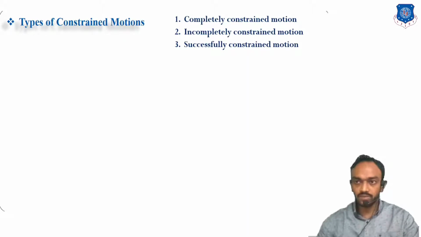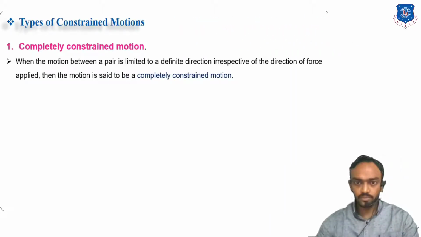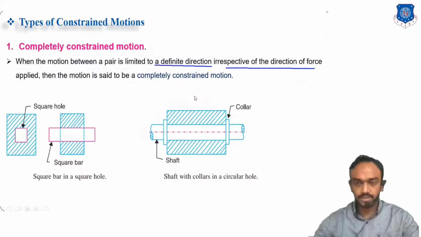First of all, we start with the completely constrained motion. You can see the definition. The motion between the pair is limited to a definite direction, irrespective of force. Means a definite direction, irrespective of the direction of force, then it is called completely constrained motion. Let's check the examples: a square bar in a square hole, or a shaft with a collar in a circular hole.